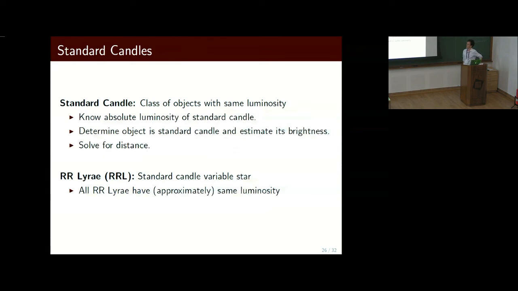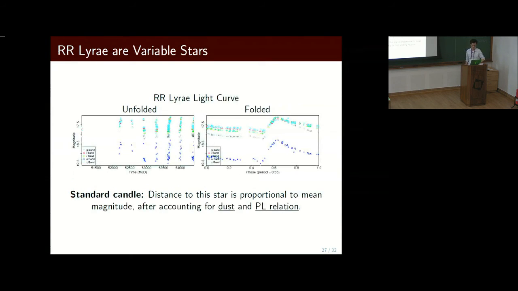And one reason why some of these variable stars are interesting is because they're standard candles. RR Lyraes are an example of a standard candle. They all have approximately the same luminosity. Here's an example of an RR Lyrae. On the left is an unfolded RR Lyrae light curve, and on the right is the folded light curve after you've estimated the period and plotted, instead of time, time modulo period.